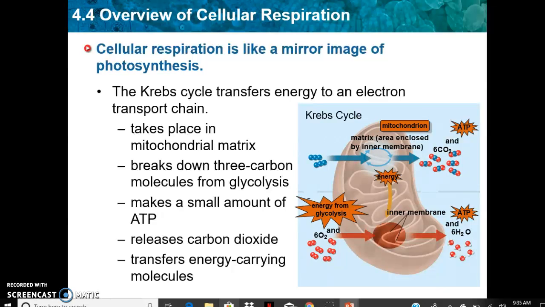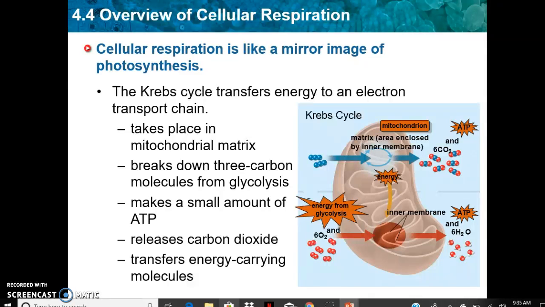Other types of energy-carrying molecules are also made, and carbon dioxide is going to be given off as a waste product. Okay, so we have these 3 carbon molecules coming into the system, and we have the waste product of carbon dioxide, and we also have a very small amount of ATP that's going to be made here.